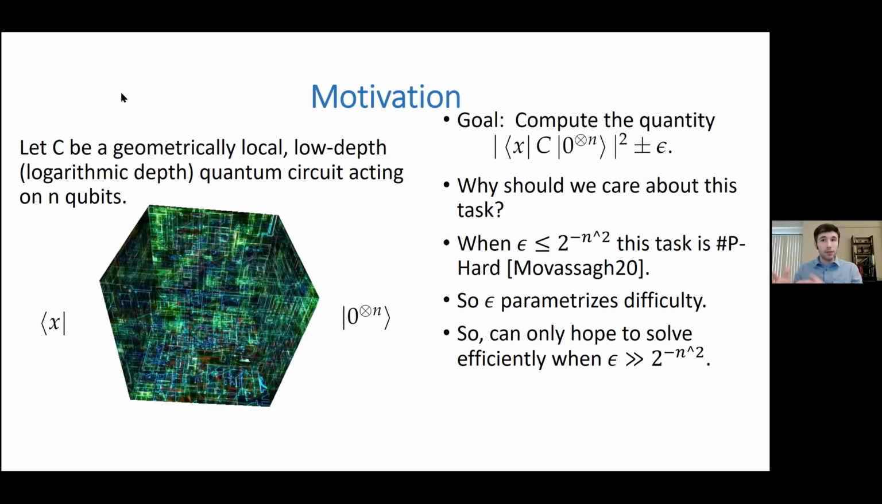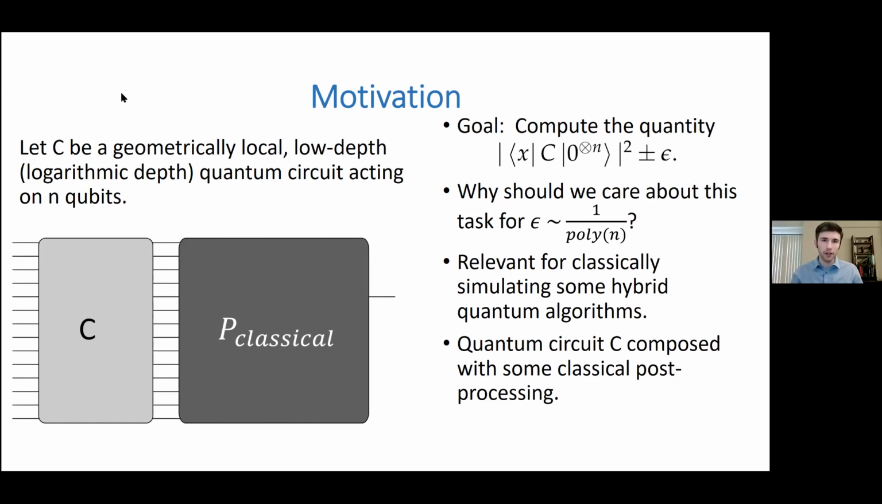But let me just say briefly, when epsilon is very, very small, so it's 2 to the negative n squared, where n is the number of qubits, we actually know that this task of estimating this output probability is sharp-P hard. All right, so that's one reason to be interested. If you make epsilon small enough, you're scaling up to a very computationally complex problem that you may be interested in. But this also means that we can only hope for an efficient solution to this problem when epsilon is much larger than this 2 to the negative n squared. All right, we're going to actually focus on the case when epsilon is inverse polynomial.